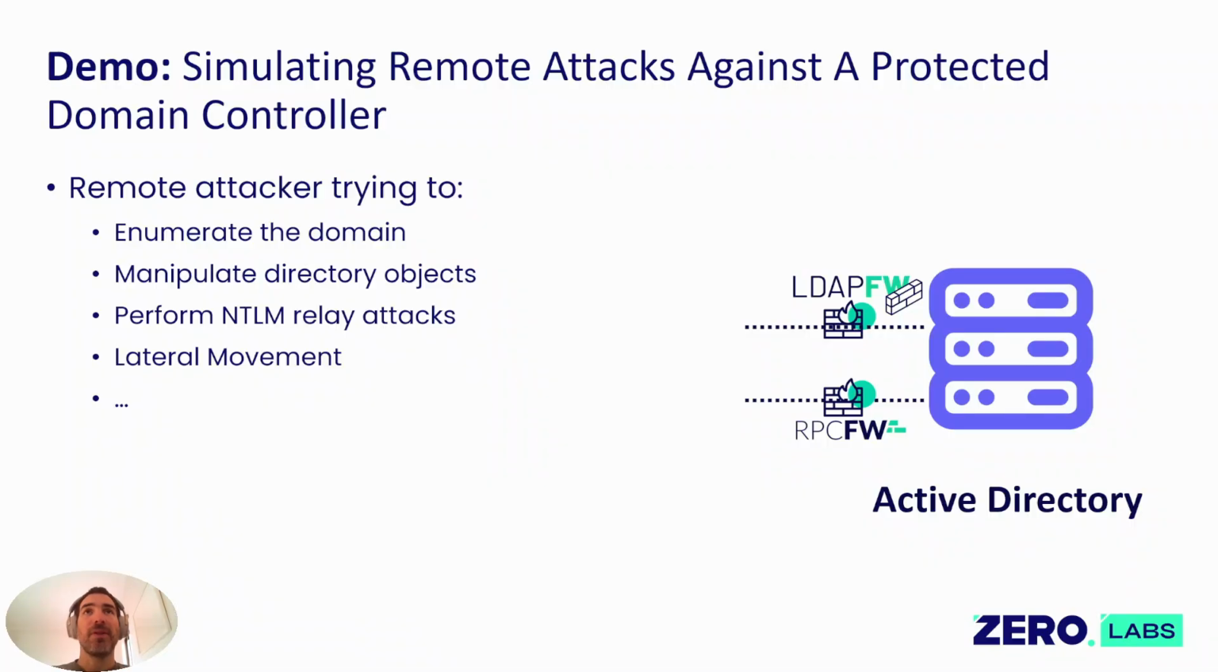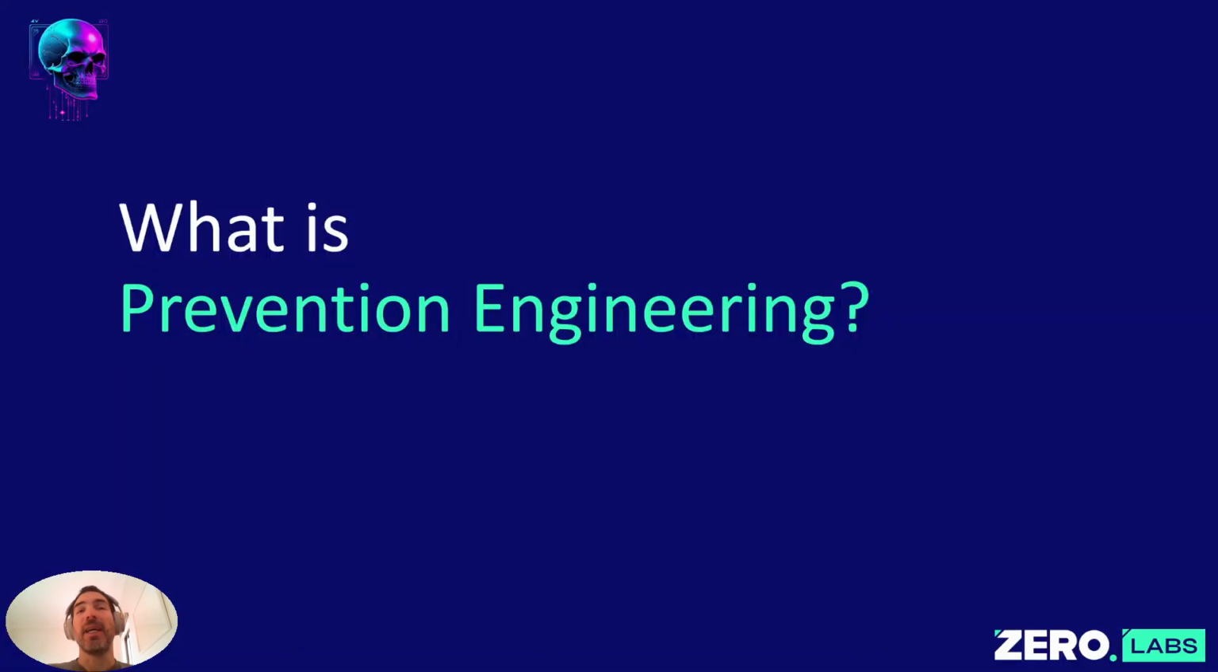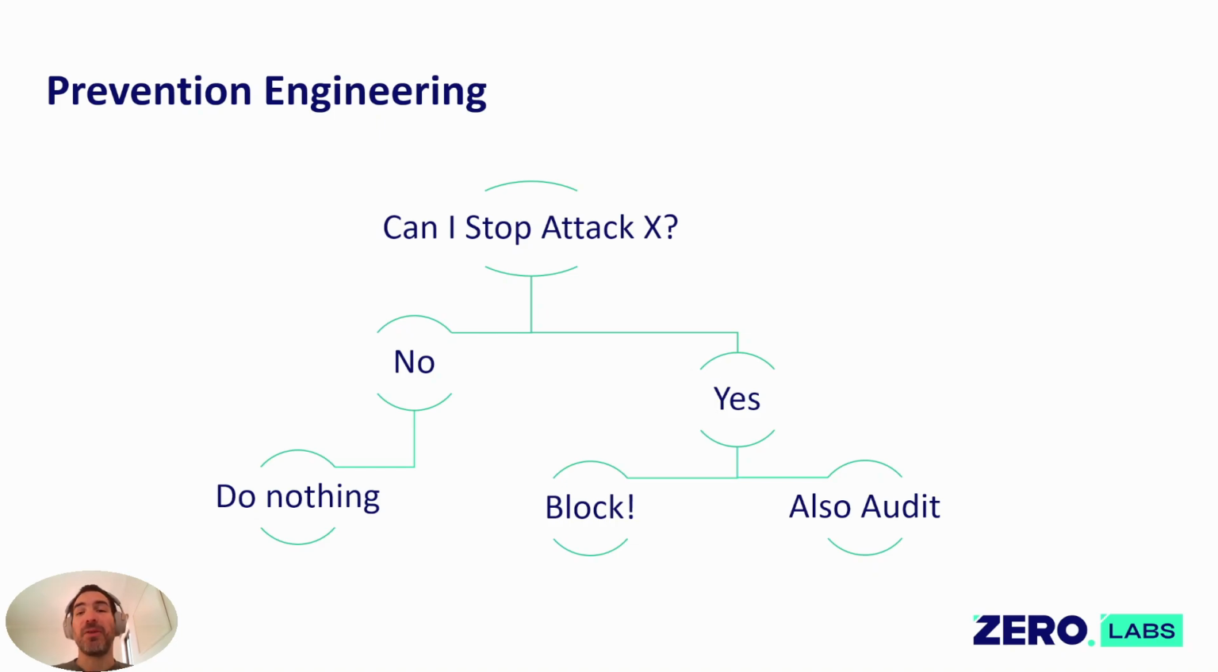Great. So now that we saw prevention engineering in action, I think you sort of have a good idea what it is. It's not rocket science. Prevention engineering simply means that you have to decide if you want to stop an attack, or can you, more accurately, stop an attack. If no, maybe it's worth not doing anything.